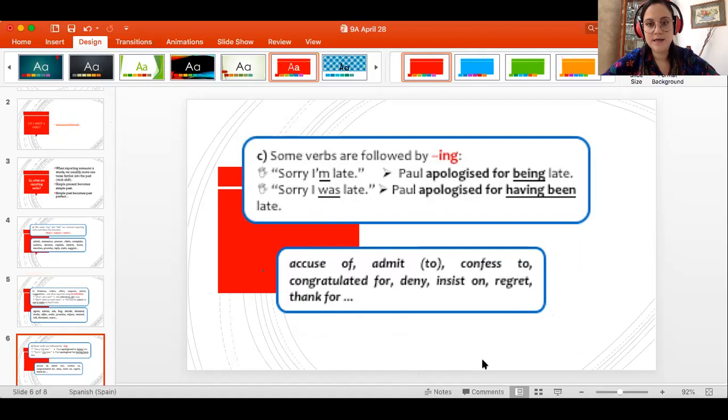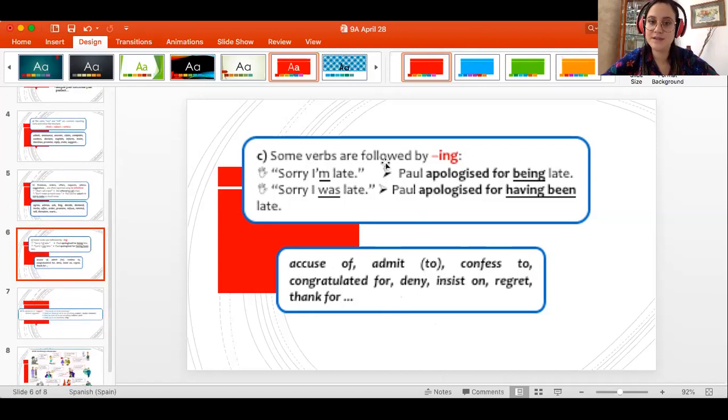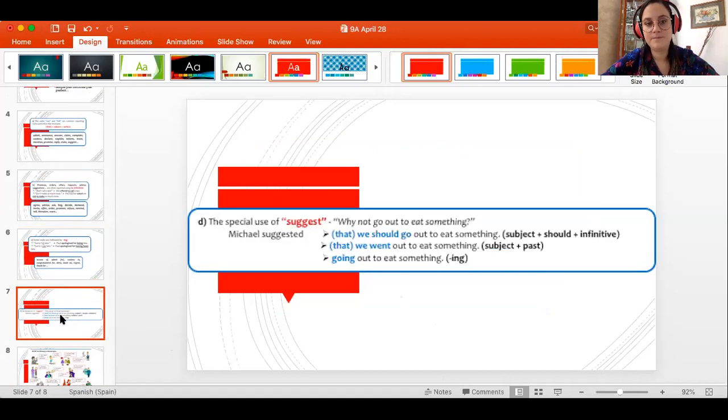So how do we use them? For example, I accused him of being moody. I admitted having been very irresponsible. She congratulated me for having finished my master's degree. Yeah, so that's the way in which we use these verbs over here.